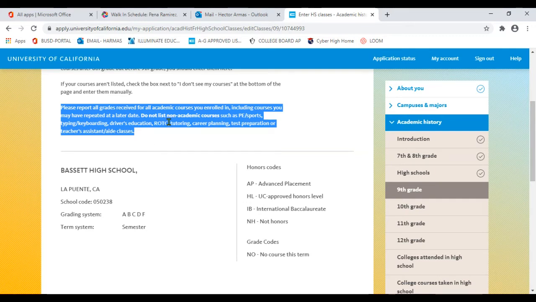And then it says right here, do not list non-academic courses such as PE or athletics, which are sports, keyboarding, driver's ed, ROTC, tutoring, career planning, test preparation, or teacher assistance classes. So basically what they want to know is what A through G courses have you completed?